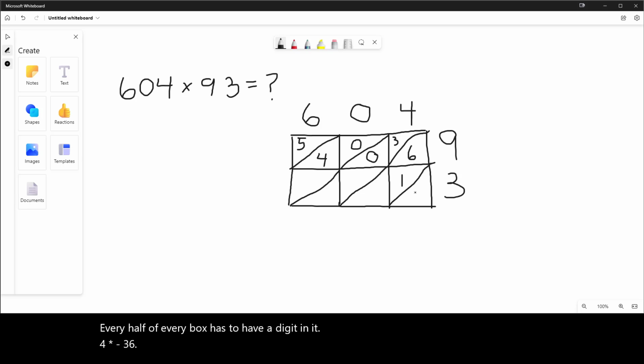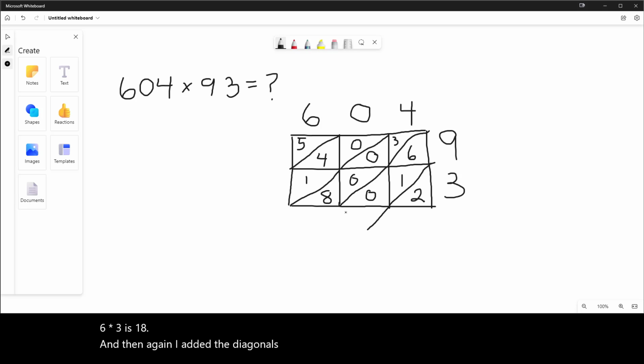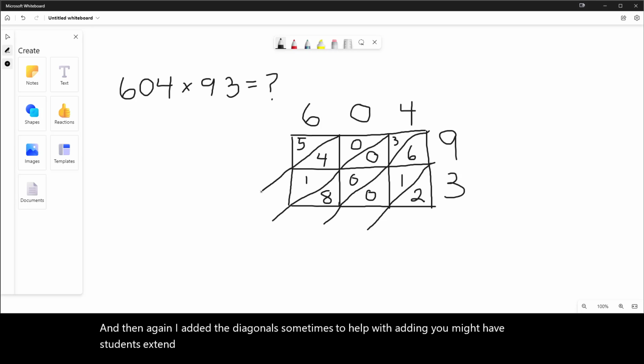4 times 3 is 12. 0 times 3 is 0. 6 times 3 is 18. And then again, I add in the diagonals. Sometimes to help with adding, you might have students extend the diagonal lines out a little bit further so they don't mix up what they're adding together.